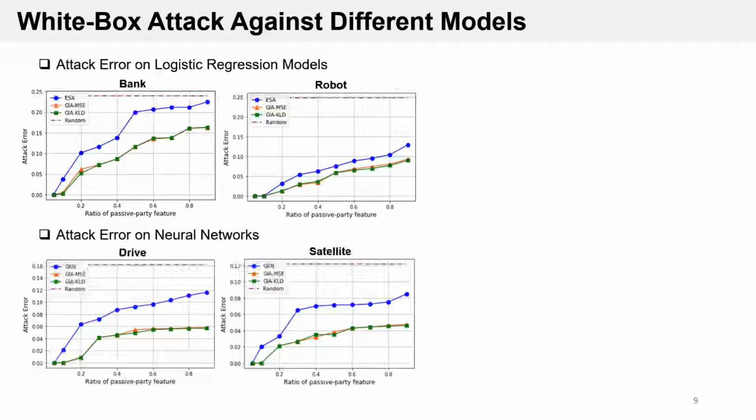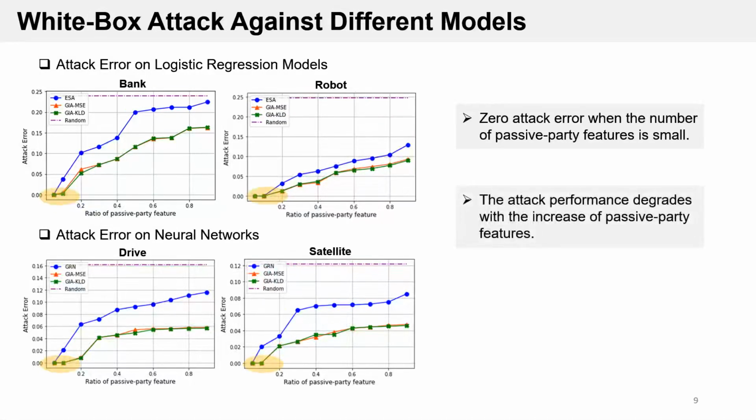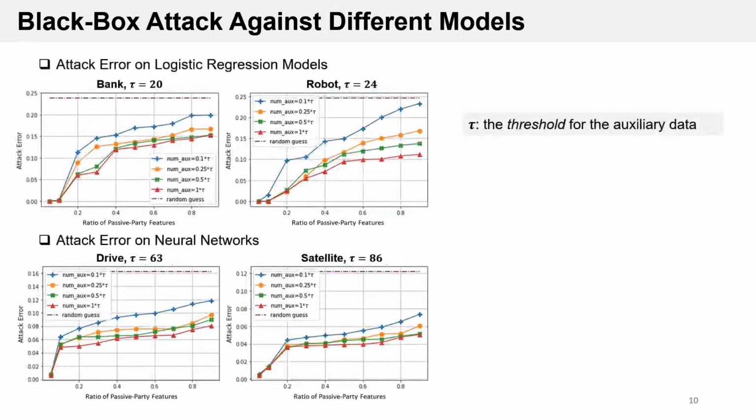We first report the attack performance under the white box setting against both types of models. It can be seen that we can achieve a zero attack error when the number of passive party features is small, meaning that the feature values are fully recovered. Although the attack performance decreases with the increase of unknown features, our attack shows a significant improvement compared to the baseline algorithms. We further conduct black box attacks against both types of models using different amounts of auxiliary data.